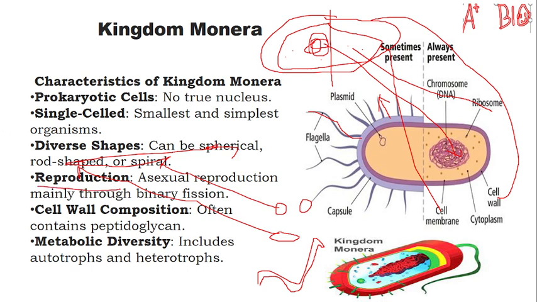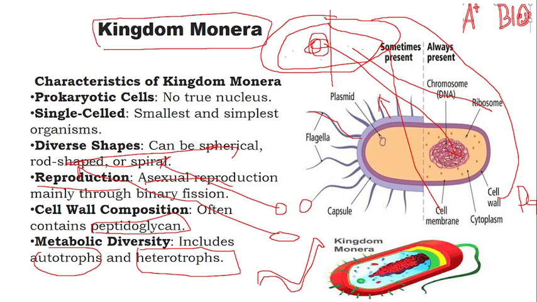The reproduction of the Monera is usually asexual reproduction. The cell wall often contains peptidoglycans, in bacteria, remember, except archaea, which don't contain peptidoglycans in their cell wall. Their metabolic diversity includes autotrophs and heterotrophs, meaning they can either make their own food or cannot make their own food, and can occur as parasites.